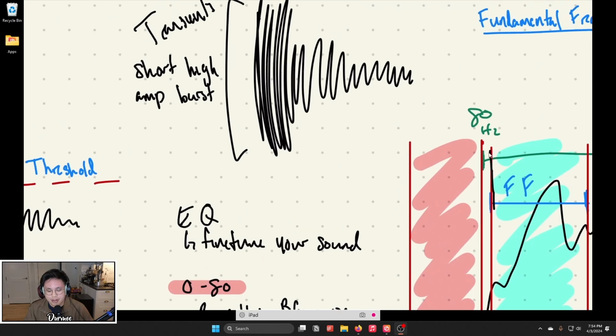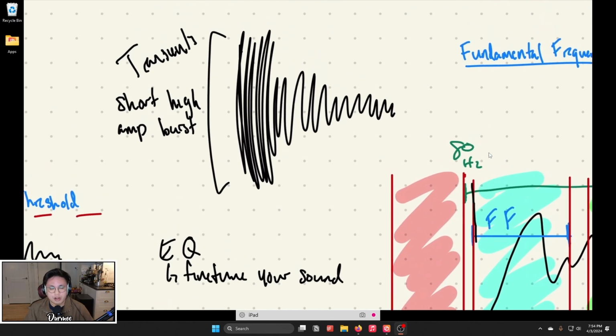This is a sound wave. When you record something, you see your audio form when you talk. One of the big things we're going to be looking at here is this big blob right at the front. This is called a transient. A transient is essentially a really short, high burst of amplitude in your audio signal.